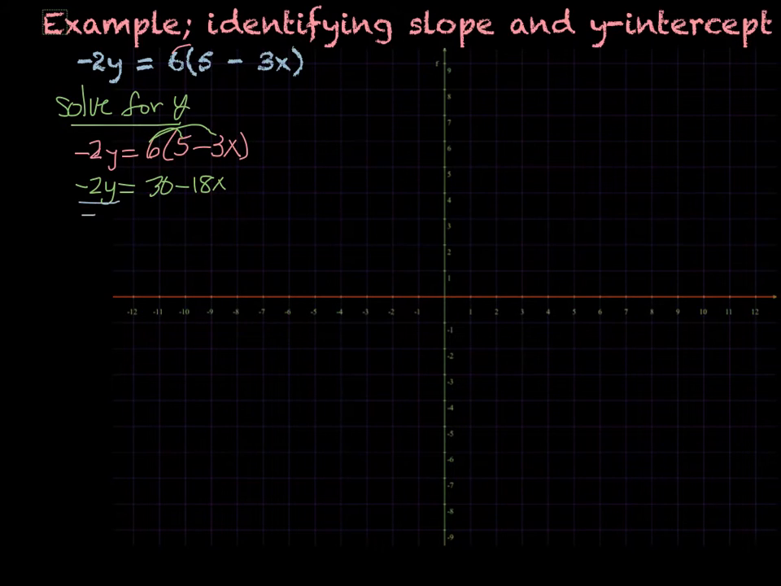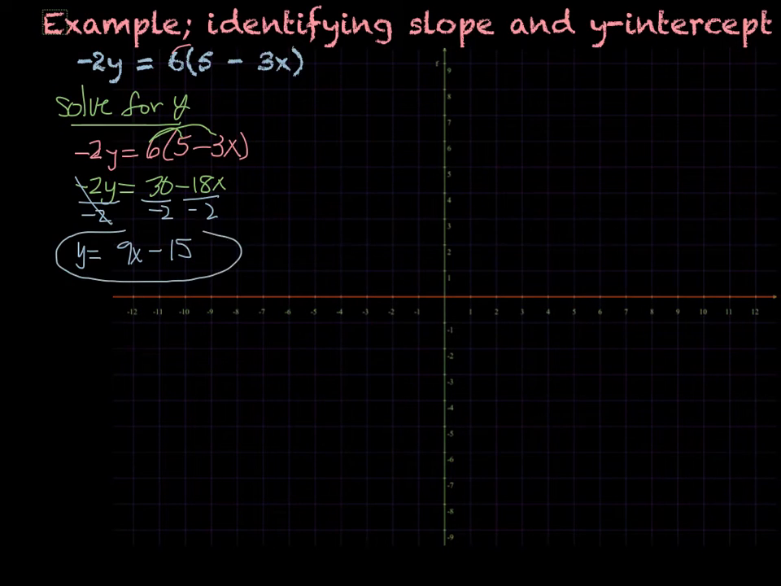And then I divide by negative 2. And I get y equals, the 18 over the negative 2 is a double negative, so it becomes 9x minus 15, because 30 divided by 2 is 15. So there is my slope-intercept form, and so my m is whatever is attached to the x, which is 9, and my b is the other number, the constant number, which is going to be negative 15.